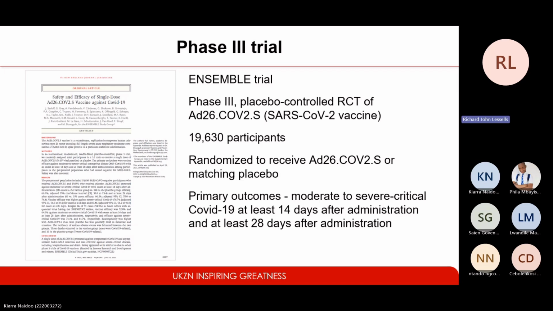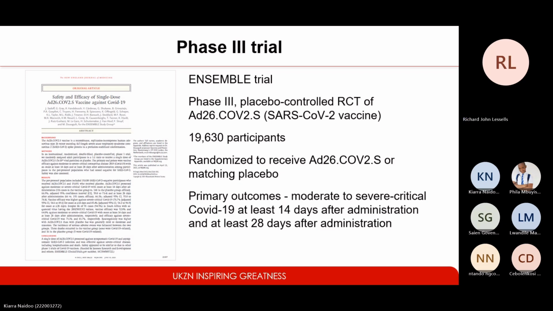So our main outcome was moderate to severe COVID, because that's what we wanted to see. Do these vaccines prevent you getting sick with COVID? There were also, of course, safety outcomes and other outcomes, but our main outcome here was efficacy. So do you think that this trial was big enough to demonstrate whether the vaccines worked?